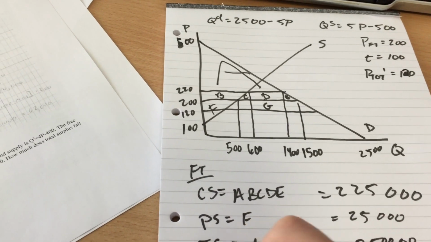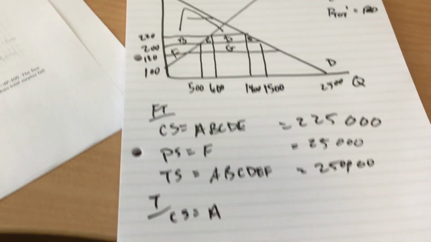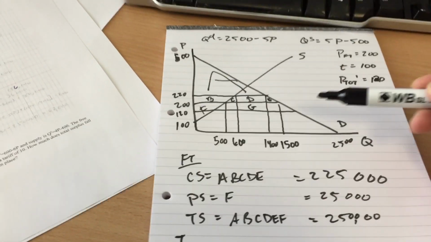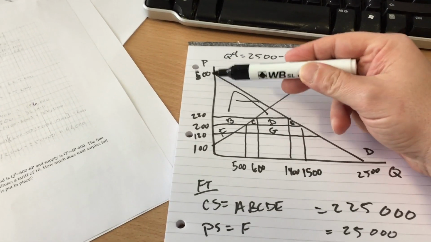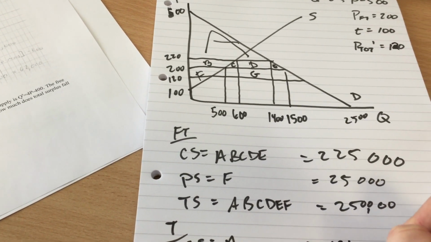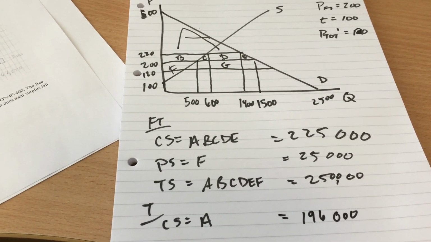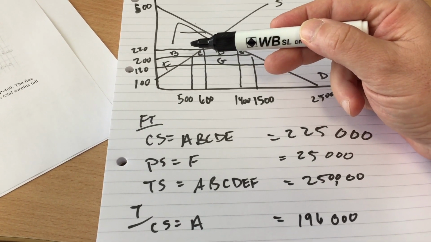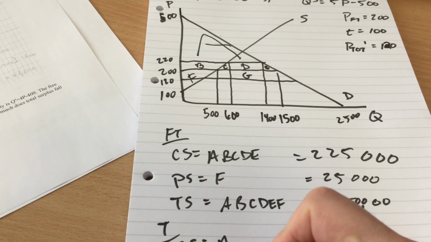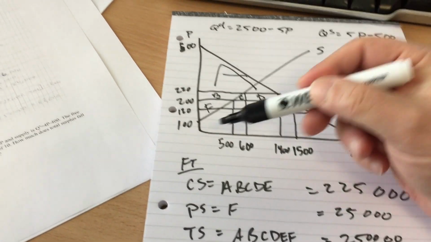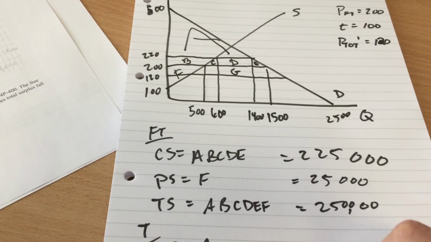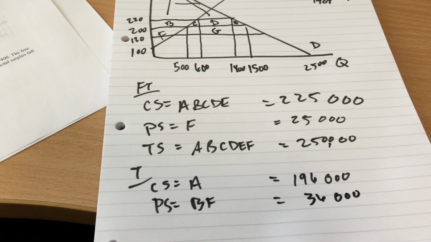So under the tariff, what do things look like? Consumer surplus falls to area A. So how come? Because the price consumers pay goes from 200 up to 220. So 1/2 the base, 1,400, times the height, 500 minus 220, means consumer surplus is going to drop to 196,000. What about producers? Well, producers don't get a price of 200 now, they get a price of 220, and they sell an extra 100. So producer surplus is going to go up to B and F. So 1/2 the base, 600, times the height, 220 minus 100. So producer surplus goes up to 36,000.